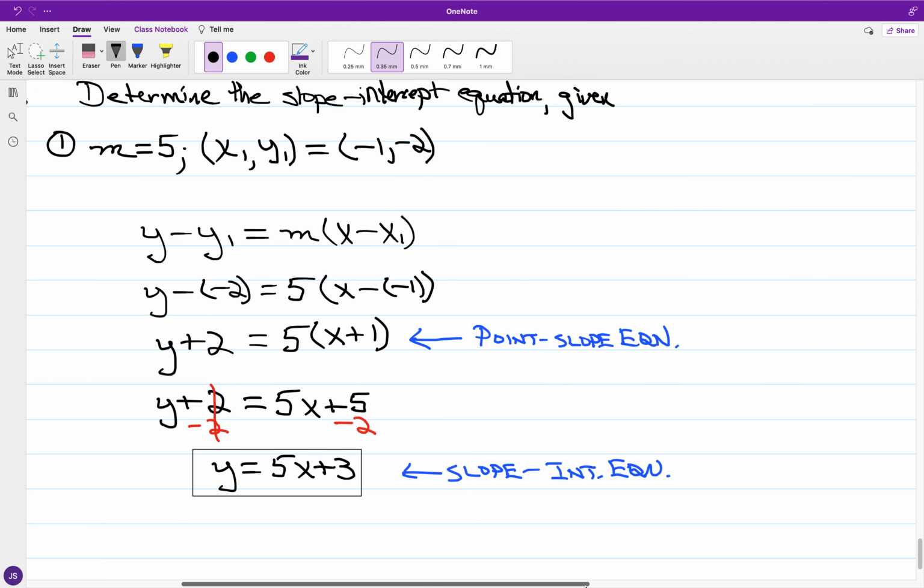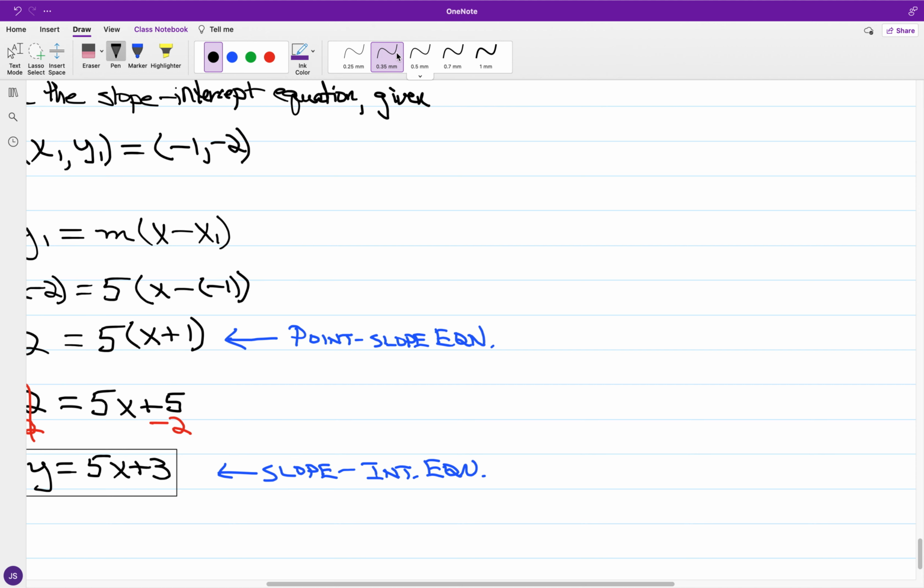Now, as another instance of determining the slope-intercept equation, we'll say that we have the slope of -4, and we'll say that the ordered pair of the point through which the line is going to pass is going to be at (2, 6).